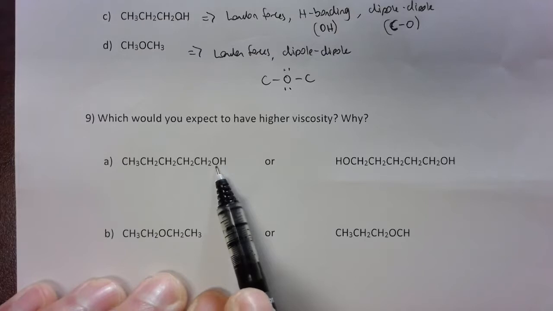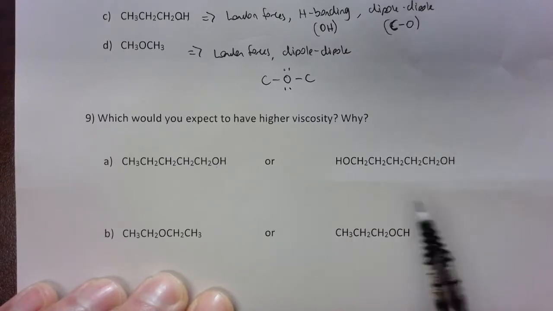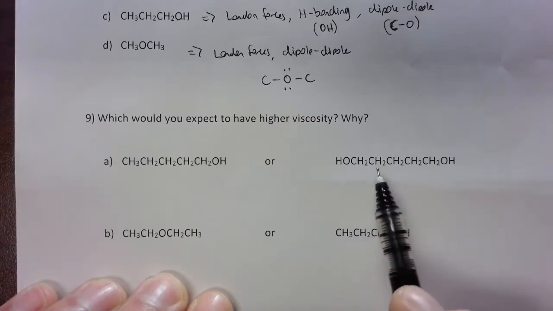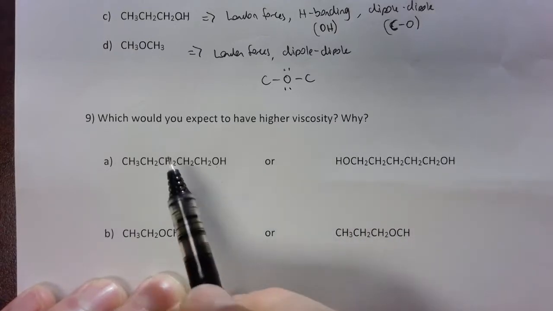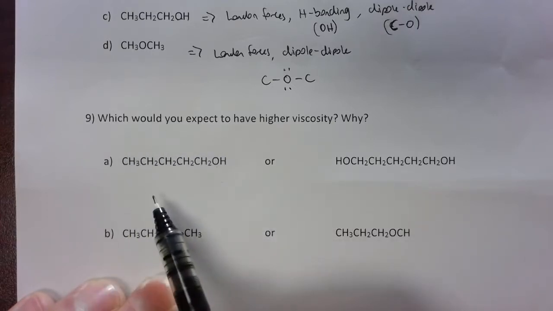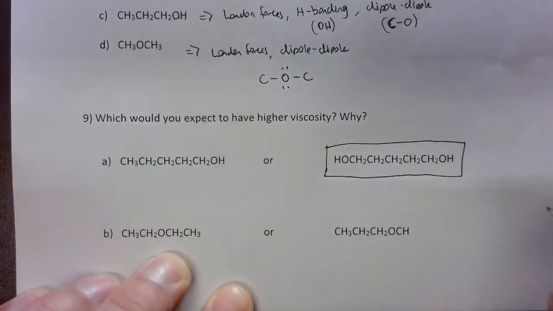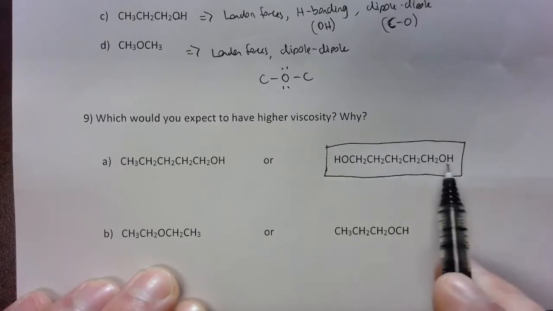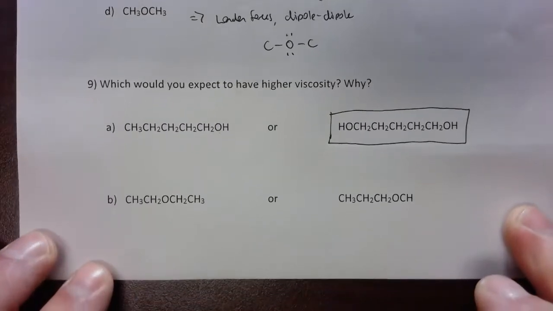This one has an OH group, which means it can hydrogen bond. And this one also has an OH group, but this one has 2. So it can hydrogen bond even more, which means the strength of the interactions between molecules of this type are stronger than the strength of the interactions between molecules of this type. So this one will have a higher viscosity because it can hydrogen bond more with itself than this one can. The more OHs, the more hydrogen bonding that can take place.